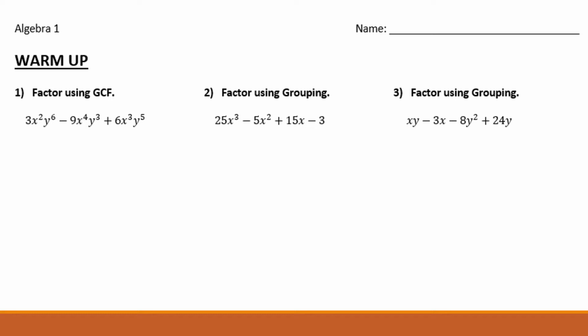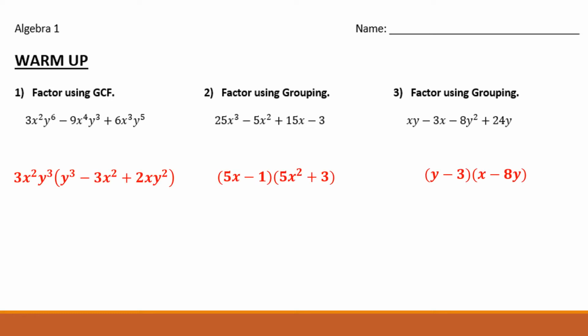Okay, so at this point, if you factored 1, 2, and 3, factoring by GCF and by grouping, just remember when you're factoring GCF, for the variable piece, you want to circle the smallest exponent, so that would be the 2 for the x and the 3 for the y, right? So again, starting with your GCF, and then what's left over in the parenthesis should again have as many terms as you started with originally.